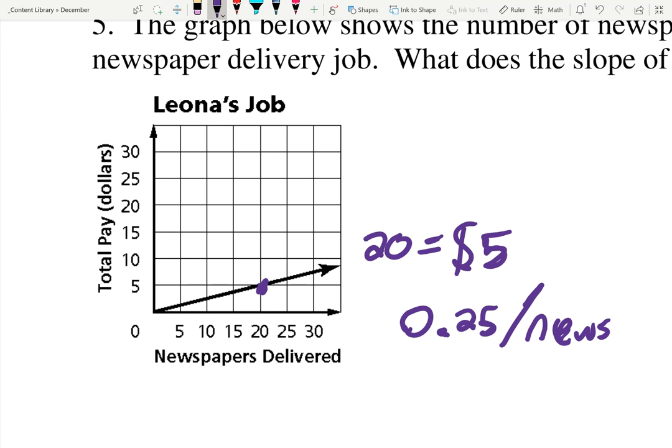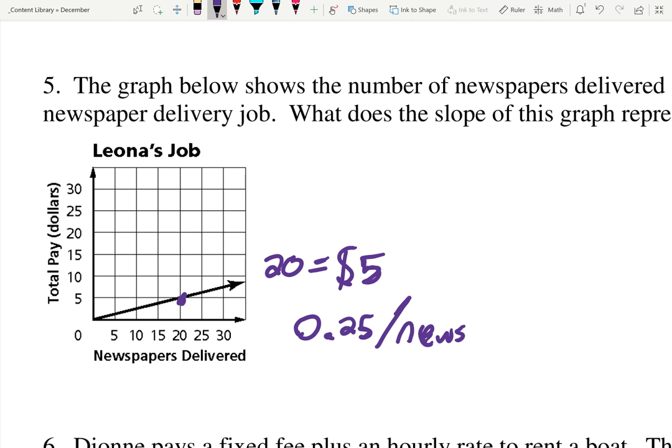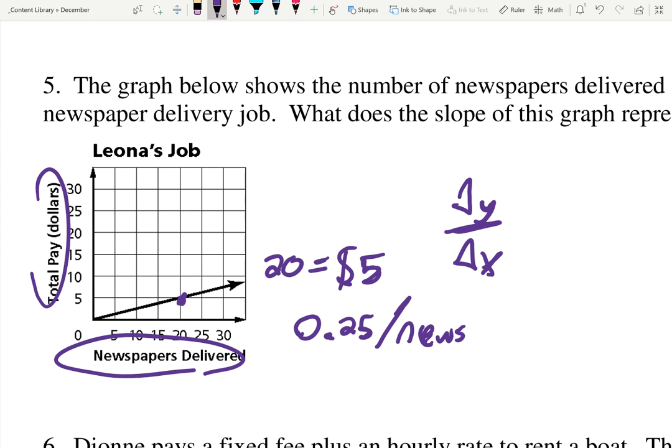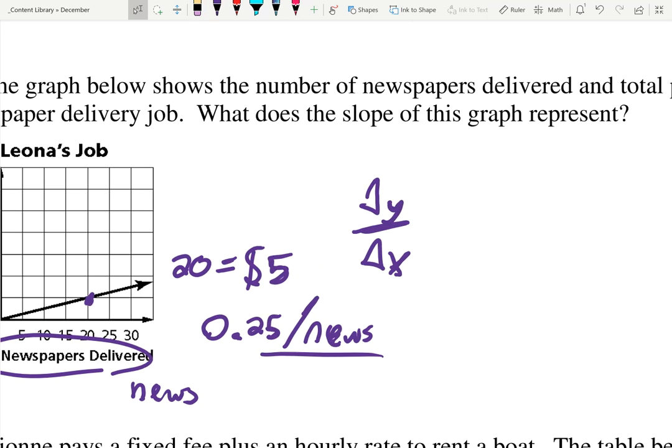Now, the question is not what is the slope; it's what does the slope represent. Our slope, remember, is about change in y relative to a change in x. The change in y is money, and the change in x is newspapers delivered. So essentially, it's our price relative to our newspapers. As we mentioned, our slope is cost per newspaper. The slope represents the cost or the price per newspaper.